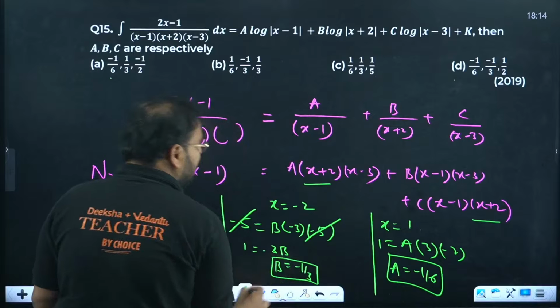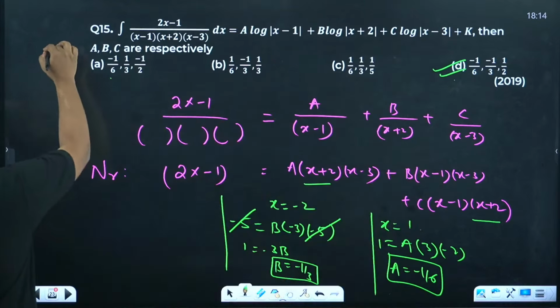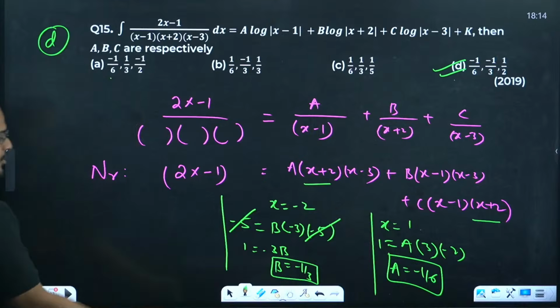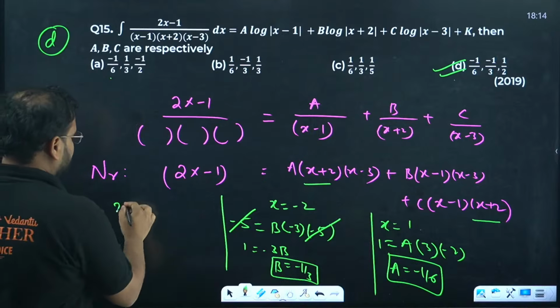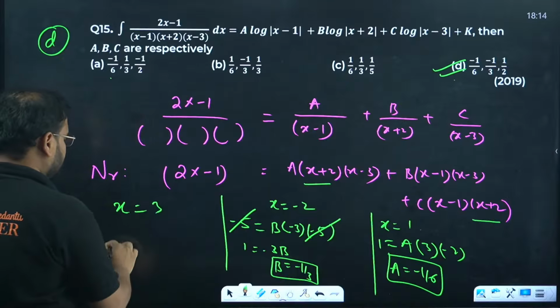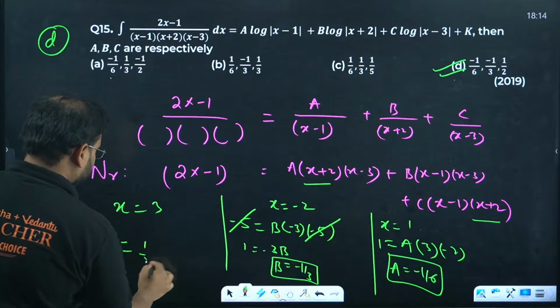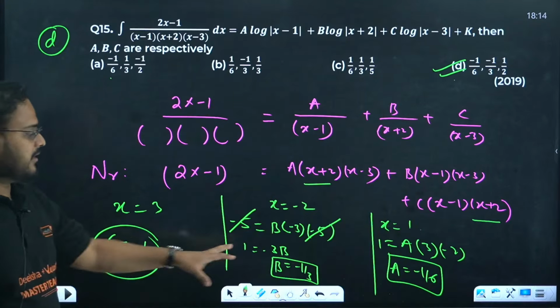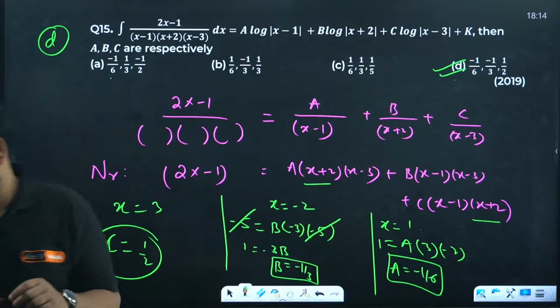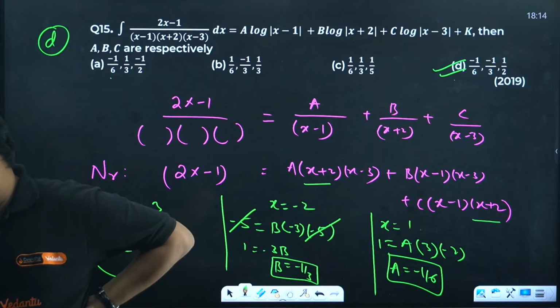If you want to solve the last, you can solve it, otherwise the answer is clearly option D. If you want to solve the next step also, for x value equal to 3, you'll get the c value as 1 by 2. Otherwise this b value does the answer for us. D is the right answer, everyone.